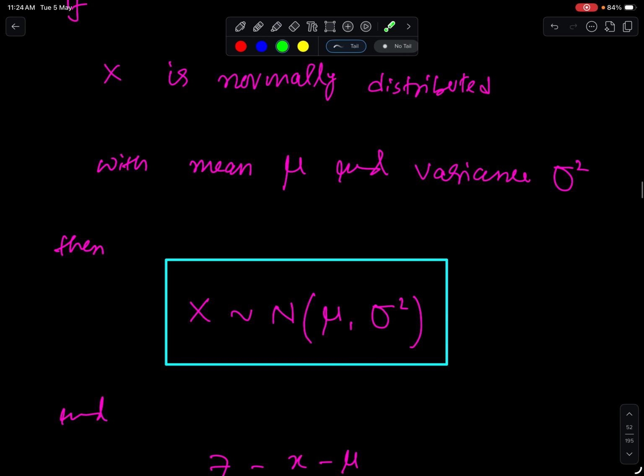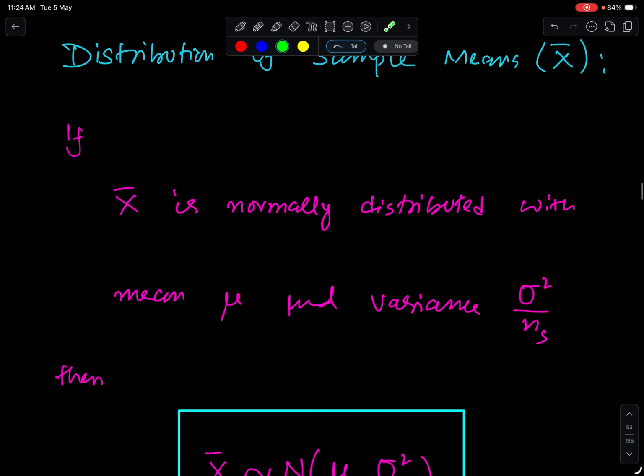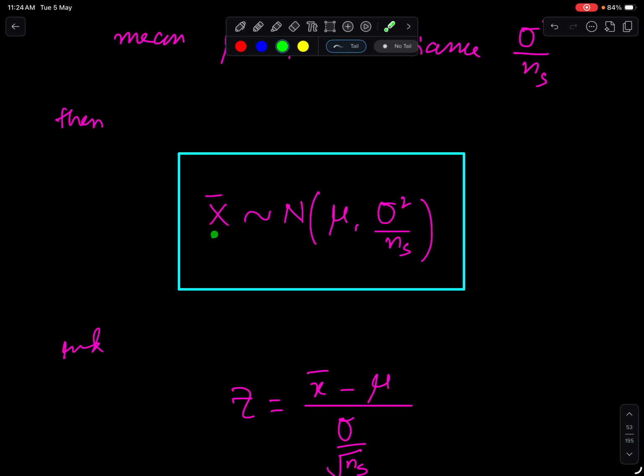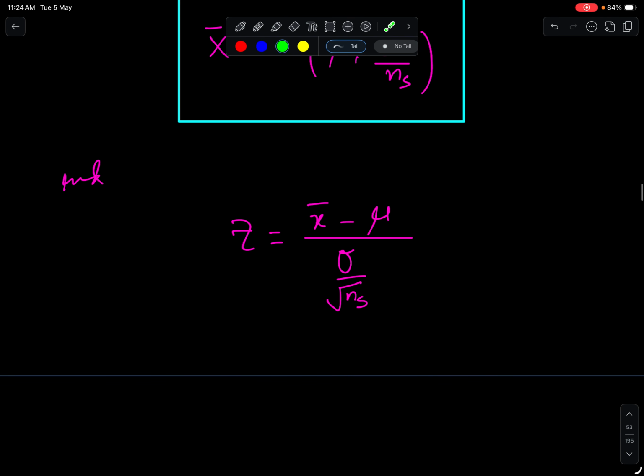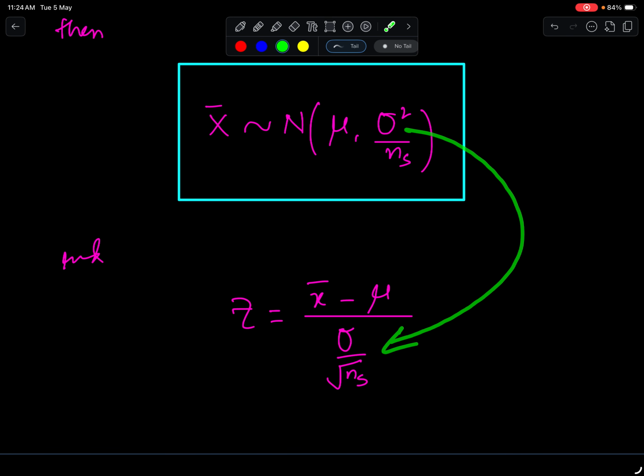We already have done this. X is normal, we write it in this way: population mean, population variance. For the distribution of sample means, we write x bar like this. We just divide sigma square by ns for x bar, and this is the formula of z: x bar minus mu divided by this square root.